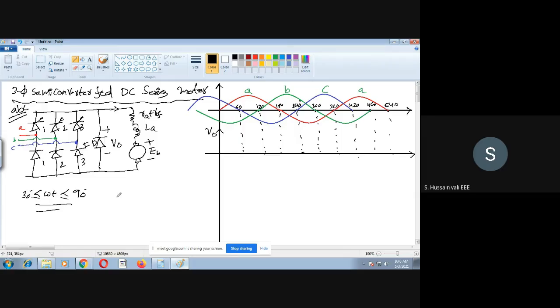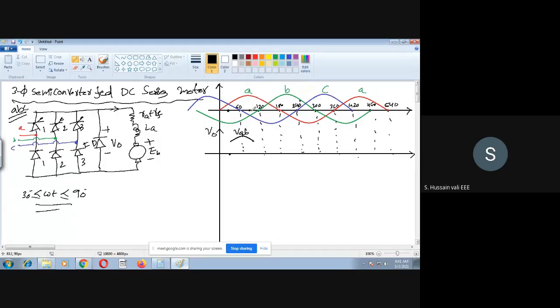For this first 60 degrees duration, that is from this point to this point, we have seen last class itself that phase A is the highest value, whereas phase B is the lowest value. Then what we are supposed to get is VAB. So something like this you will get here. This is VAB.